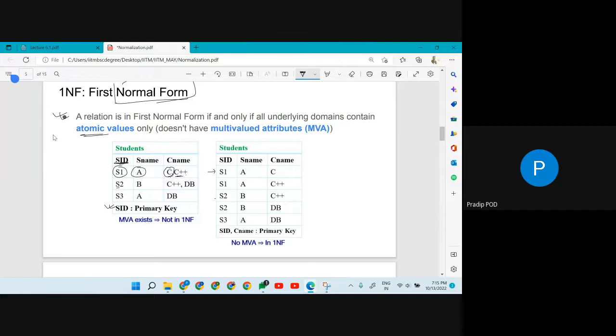So that's why it is now in the first normal form. But here you can see whether SID is your primary key or not. In this table SID is your primary key, but in this table SID is not your primary key because the SID is repeated, right? But you know that the primary key is unique and not null, right? So now what you have to do, you can split it up like this.